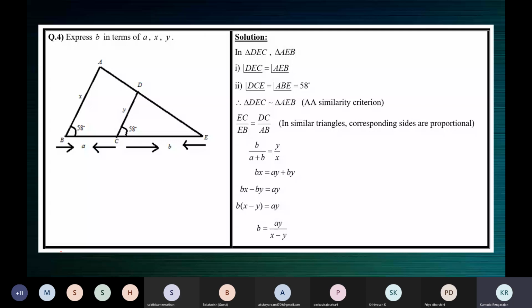You write all the three ratios, but you will see that in the ratio ED by EA, you cannot substitute anything. So just leave it like that. ED is not given. EA is not given. AD is not given. Just leave that ratio. Substitute in the other ratios, cross multiply and find B.